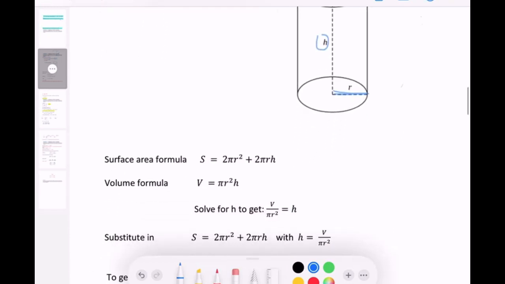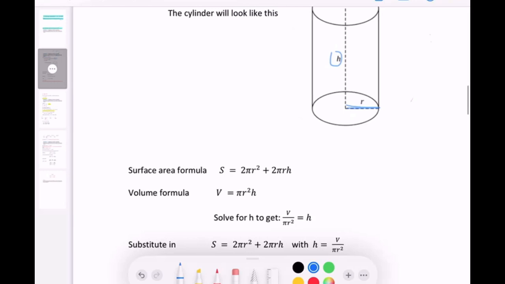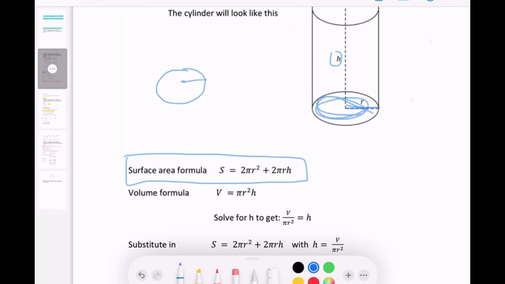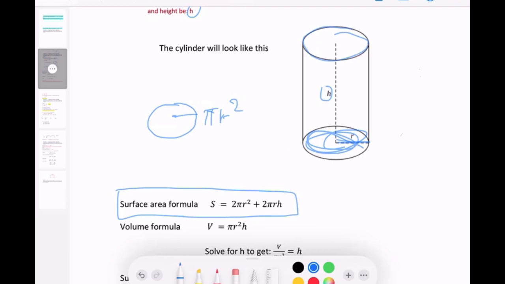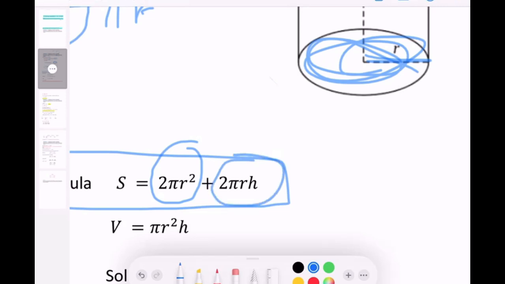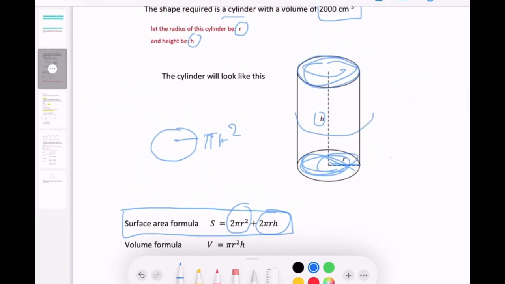Okay. Now, what is the surface area? The surface area formula is given by 2 pi r squared plus 2 pi r h. The 2 pi r squared is the area of the bases. Because you have 2 circles, one at the bottom and one at the top, you have to multiply by 2, and that's why we have 2 pi r squared, which is double the area of the base. And this 2 pi r h is the lateral area, the surrounding one.